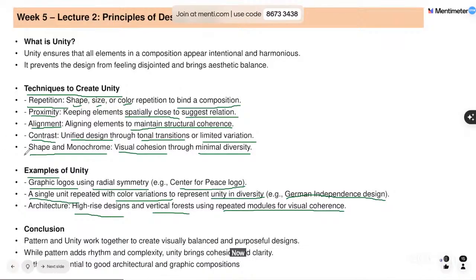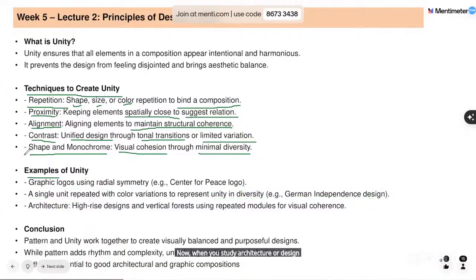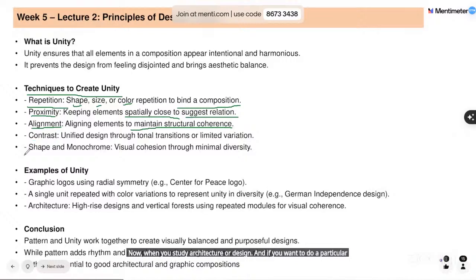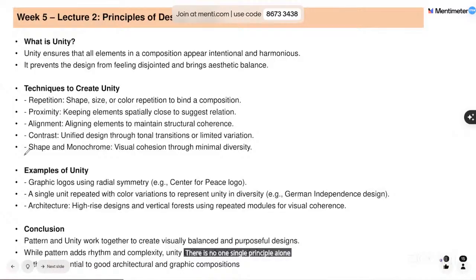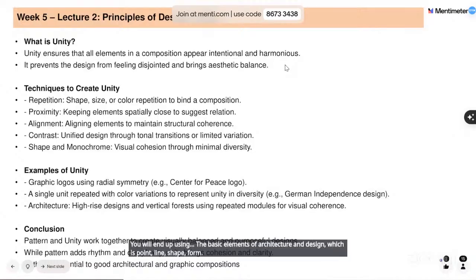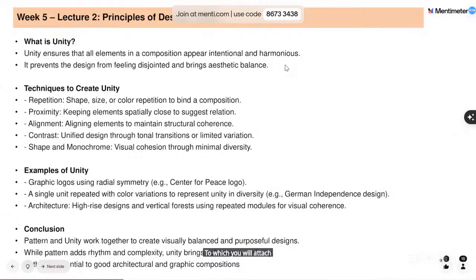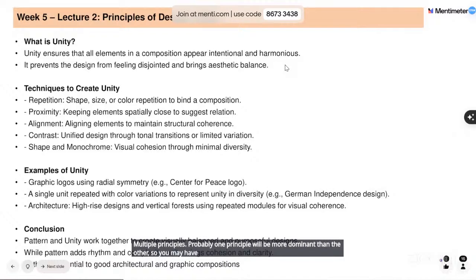Now, when you study architecture or design, and if you want to do a particular composition, there is no one single principle alone that you can use. You will end up using the basic elements of architecture and design, which is point, line, shape, form, on which you will use multiple principles. But probably one principle will be more dominant than the other. So you may have a primary principle and then you will have other principles which will be secondary.